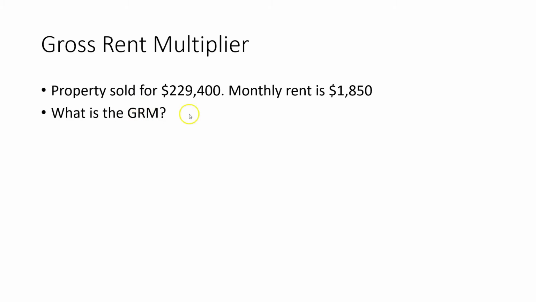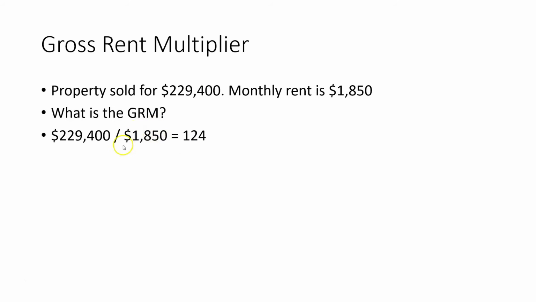of monthly. So basically the question is asking how many times does 1850 go into 229,400? And that will give us a figure which is an index which we call the gross rent multiplier. In this case it's 124.